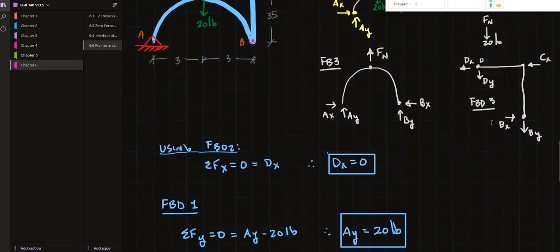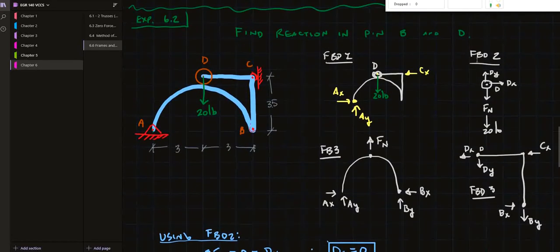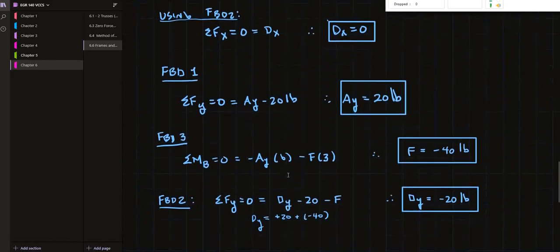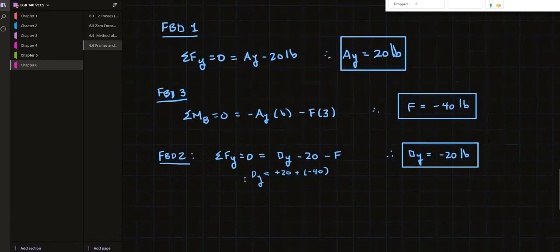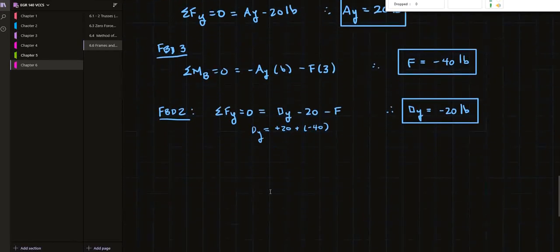Now I'll choose free body diagram number 2 so I can figure out what dy is. This is one of the things we need to solve for. And I get minus 20 pounds. Since I figured out what F is from above, I'll use free body diagram number 4 next.